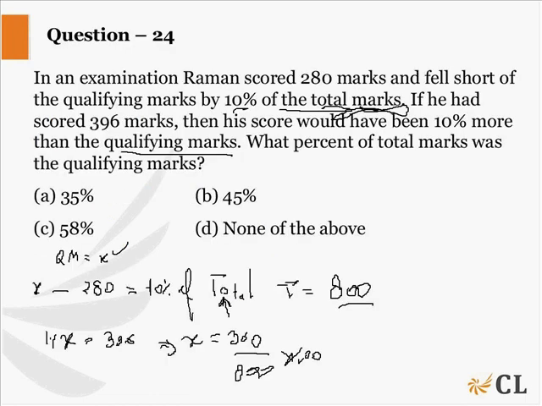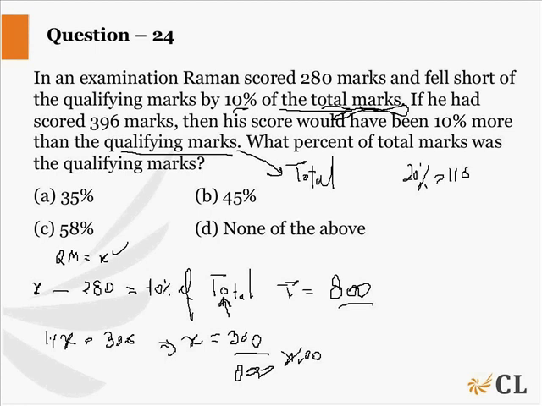If I come back to the question, if instead of qualifying marks, it had been written total marks, so the basis of the two percentages becomes the same. In that case, the simple answer would be the difference of these percentages is 20%. Right? And the difference in the marks is 116. So you can straight away say that 20% of the total marks will be 116. That gives you total marks as 5 times of 116.